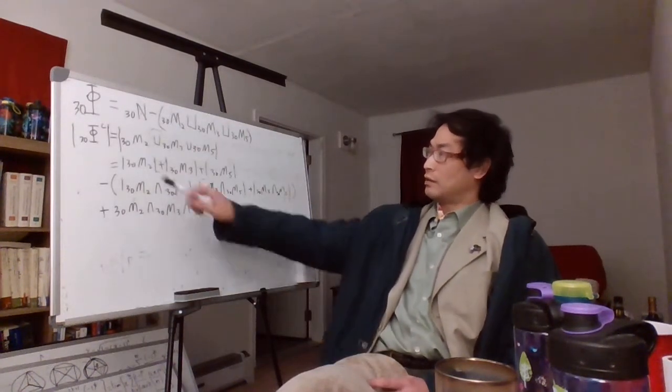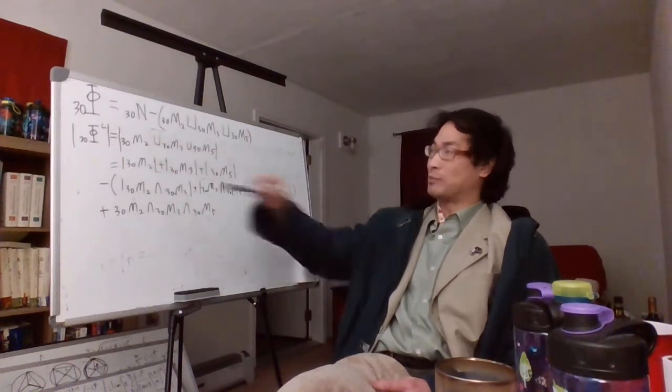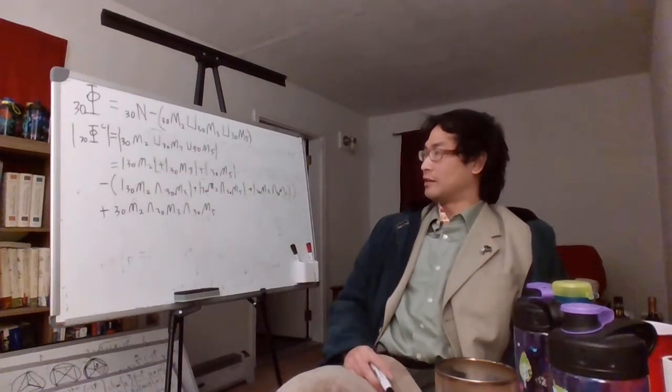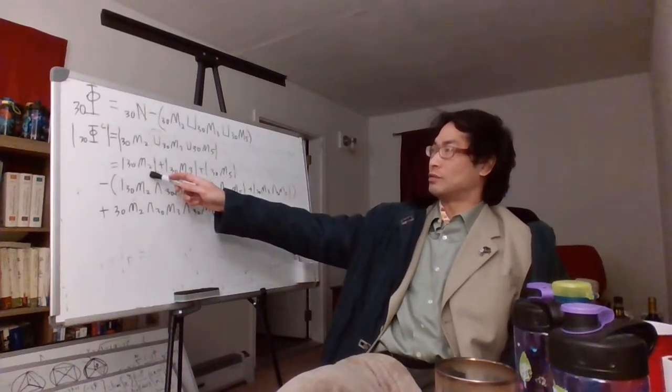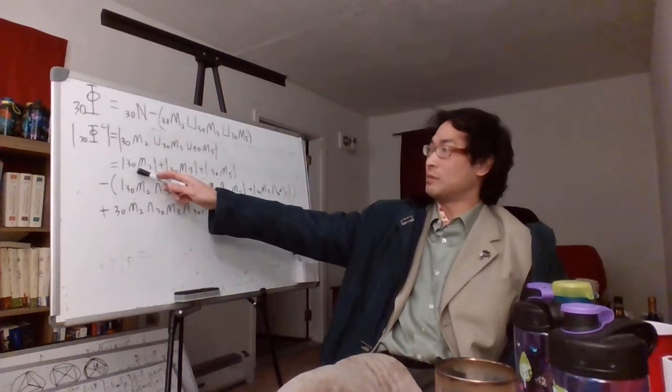So here 30m2 is just the absolute value thereof. It's the number of elements, the number of numbers under 30, or 30, that are multiples of 2. So how many of them are there? 15. So we just do 30 divided by 2.